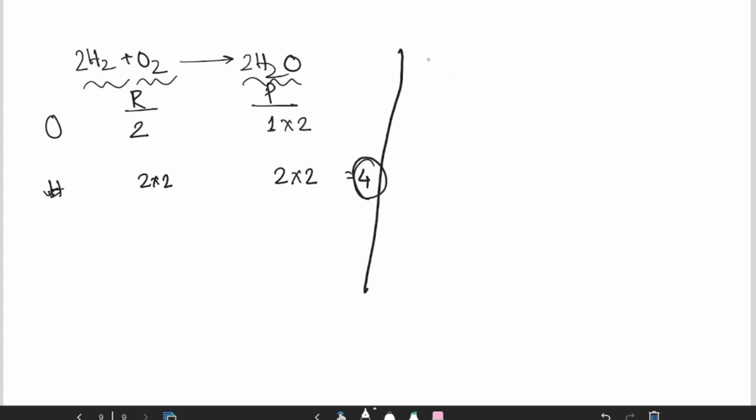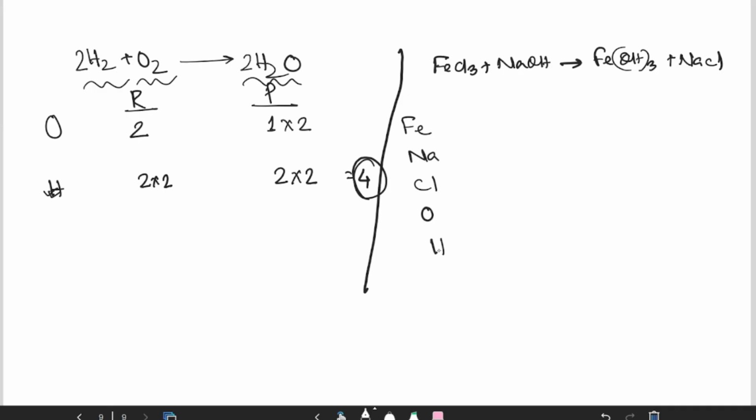So next, let's say FeCl3 plus NaOH gives rise to Fe(OH)3 plus NaCl. So you see there are a few metals and non-metals. So first one is your Fe, second one is your sodium, then chlorine, then oxygen, then hydrogen, as I told in the sequence. So this is the reactant side, this is the product side. How many? This is 1, this is also 1. Means sodium, I am talking about iron, sodium, right? So this is 1 and this is also 1.